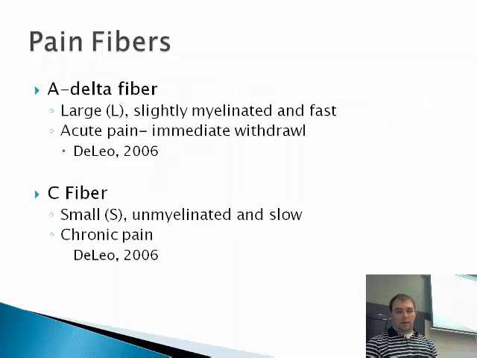2 different types of pain fibers I want to talk about. You have A delta fibers and C fibers. So the A delta fibers are the big guys. They're large fibers. They're slightly myelinated, so they're very fast. We typically see this with acute pain. As DeLeo 2006 says, acute pain, immediate withdrawal. So we touch a hot stove. That hurts. Let's remove the hand from the stove.